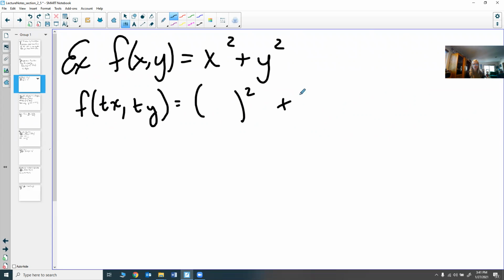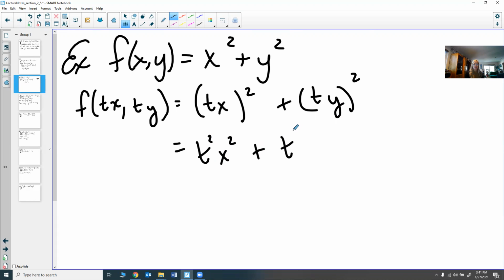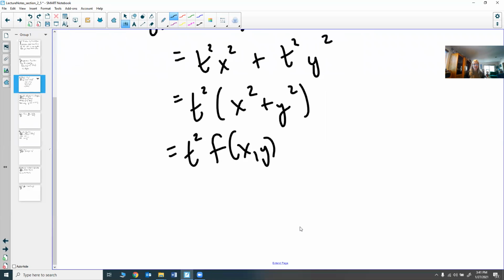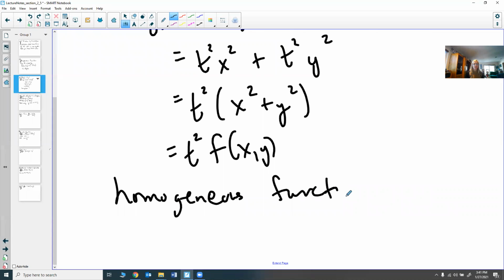I have x squared plus y squared, so I replace the x with t times x and the y with t times y. That gives me t squared x squared plus t squared y squared. Pulling the t squared out gives me x squared plus y squared, which was my original function. So that's t squared times my function, which means it is in fact a homogeneous function. So it works, and that means we can look at how we're going to solve those.